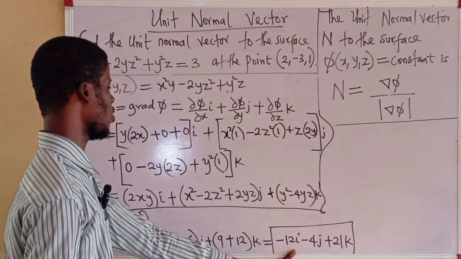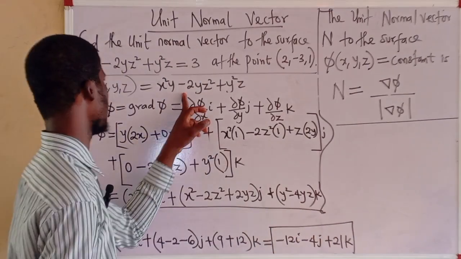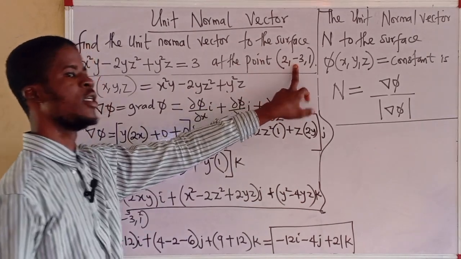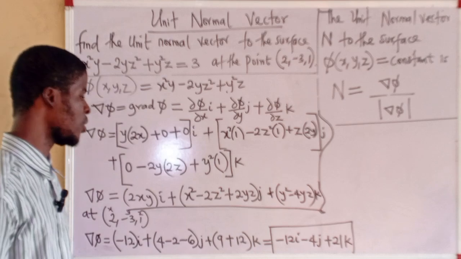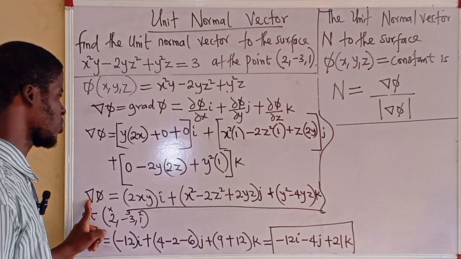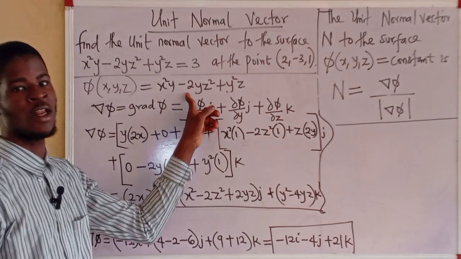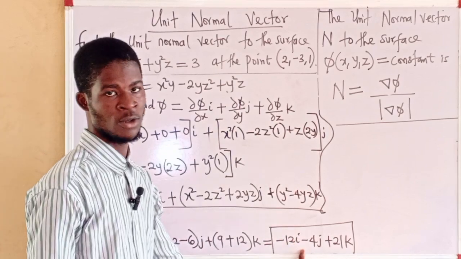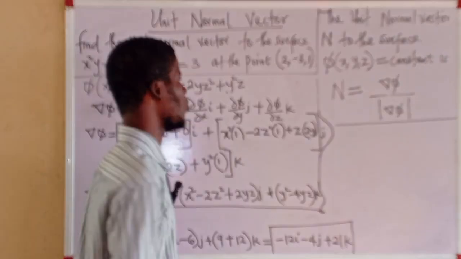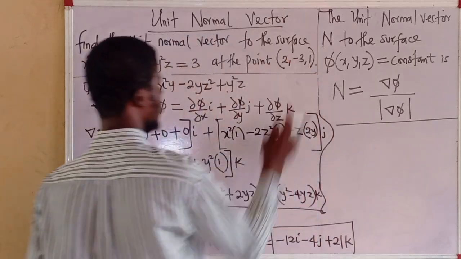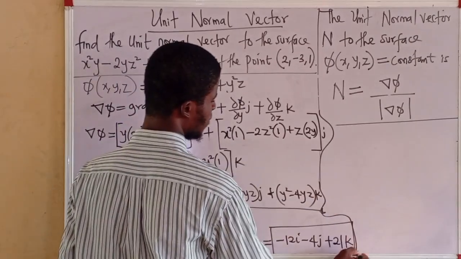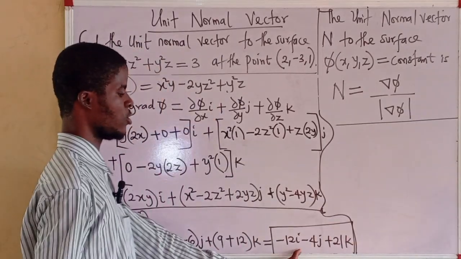So this is the vector for the gradient of this scalar field at this point. Remember I said in the video on gradient of a scalar field that the grad operator will act on a scalar function or a scalar field to produce a vector. Right? So what is now the absolute value of the gradient of phi at this point? So what we just have to do is to take the modulus of this vector.